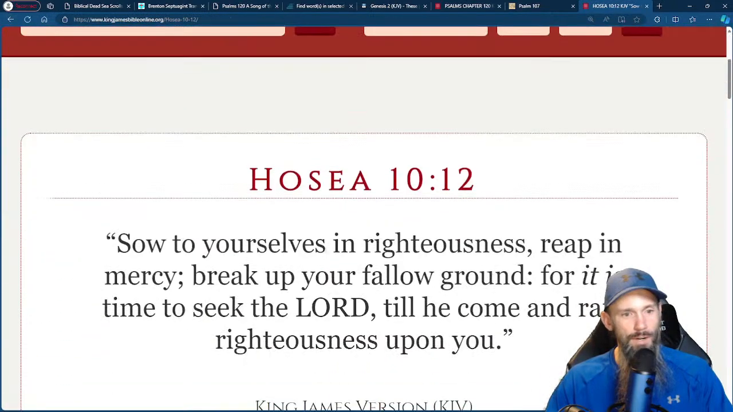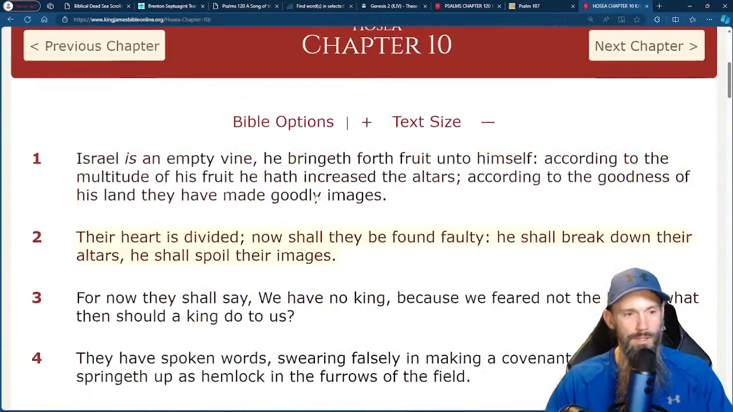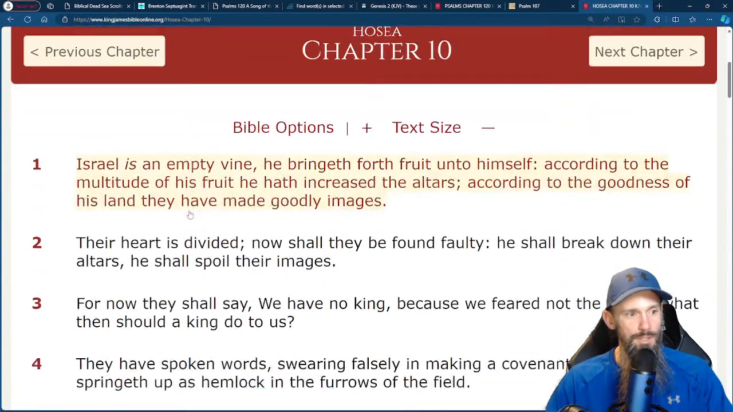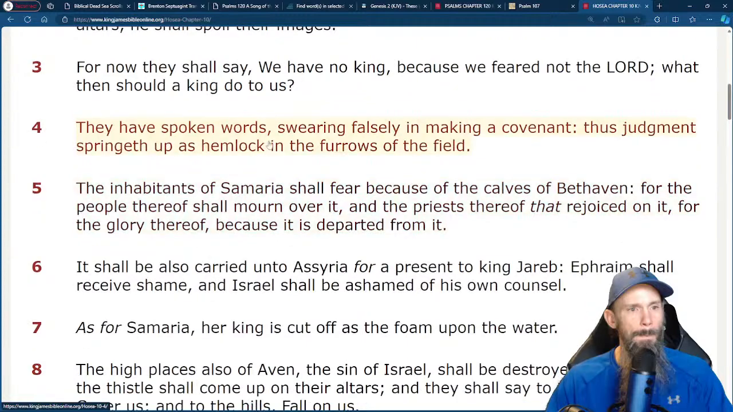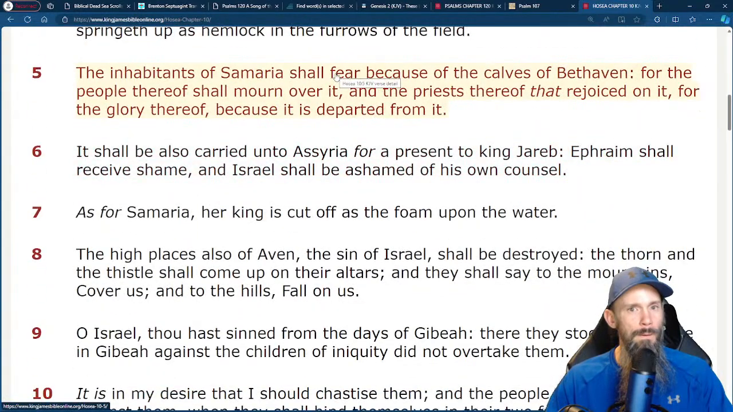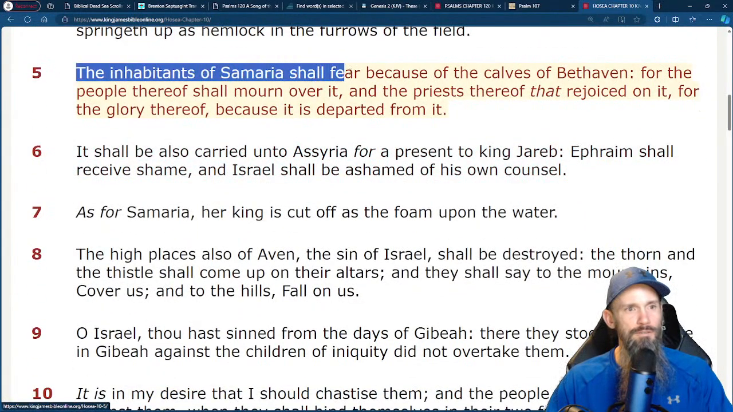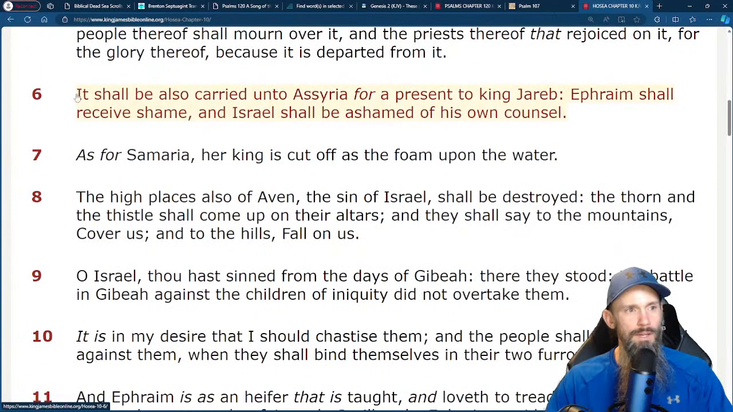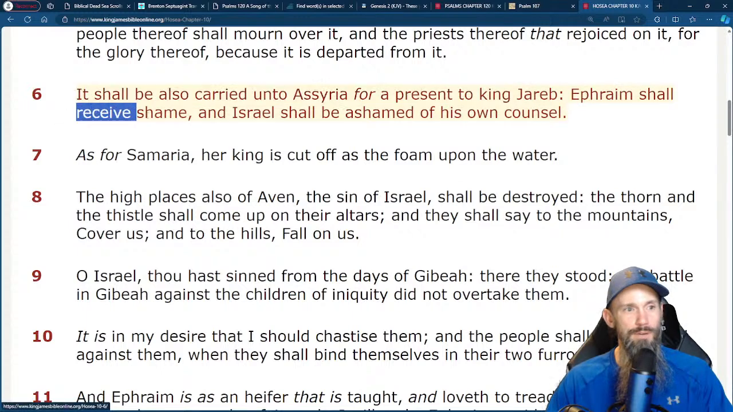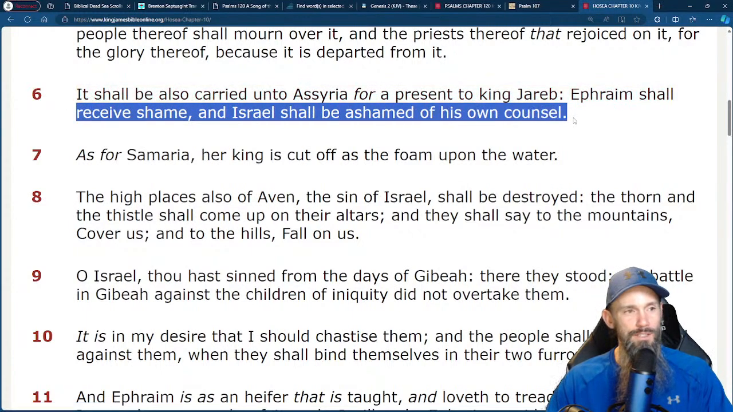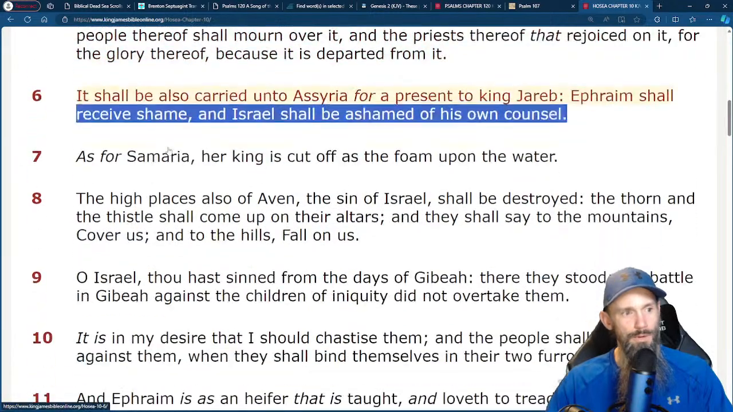I believe that already came to pass. But it's just as good a saying for us now too. Yeah, the inhabitants of Samaria shall fear, northern kingdom. It shall be carried into Assyria for a present to the king. Ephraim shall receive shame. Yep. So this context would be before the northern kingdom got kicked out.